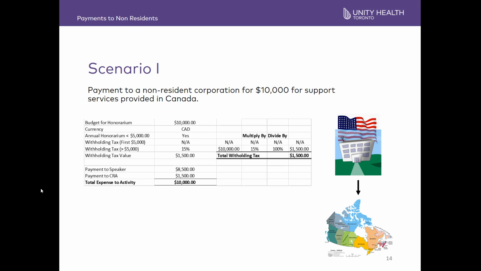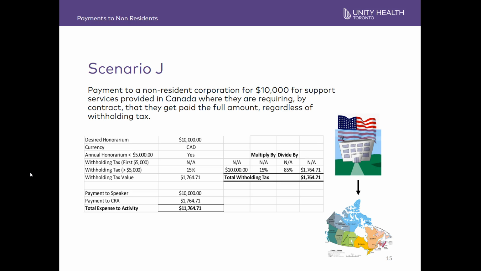Scenario I. Payment to a non-resident corporation for $10,000 for support services provided in Canada. Because this is a corporation, the $10,000 is subject to 15% withholding tax. Also, because the max budget for this payment is $10,000, the payment to the speaker or corporation is $8,500. Payment to the CRA is $1,500. Total expense to the activity is $10,000.